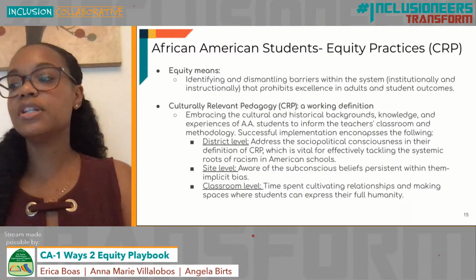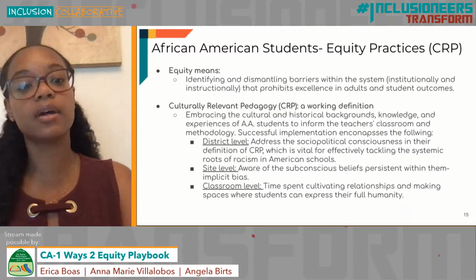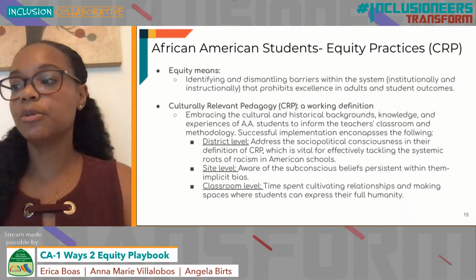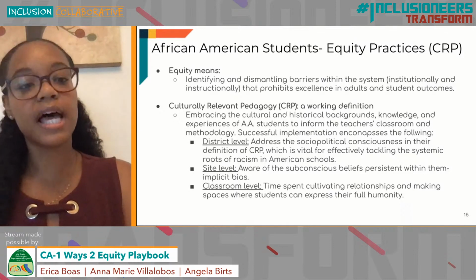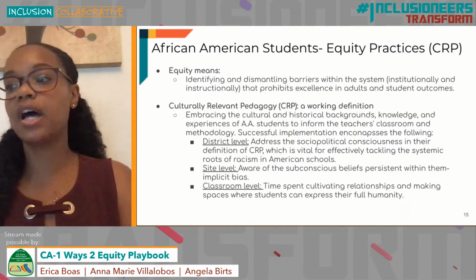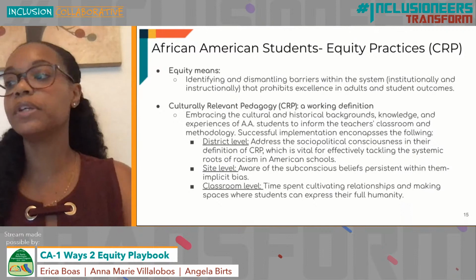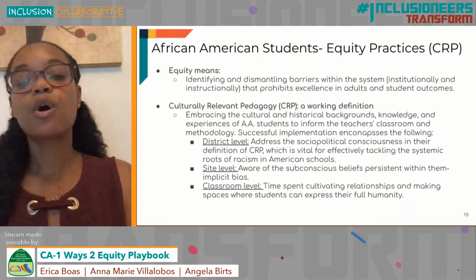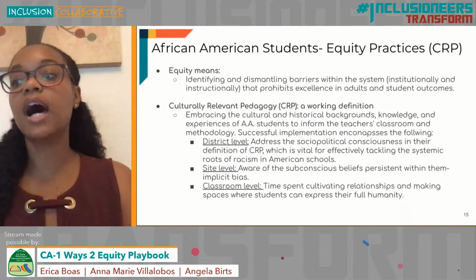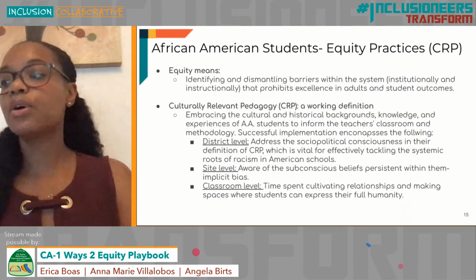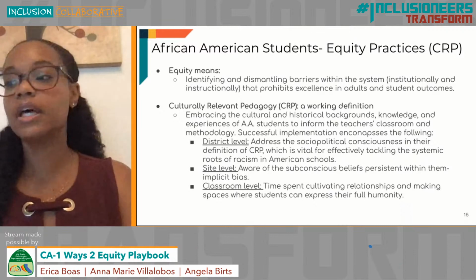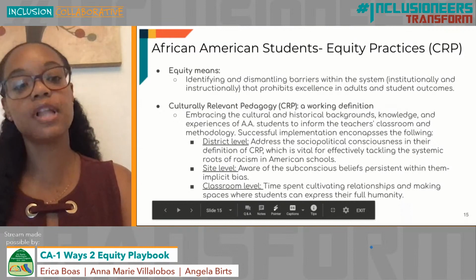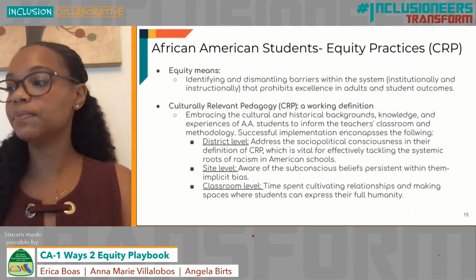Culturally relevant pedagogy is a known strategy to drive equity in schools. Culturally relevant pedagogy, or CRP, was coined by Gloria Ladson-Billings in her 1995 article entitled "Toward a Theory of Culturally Relevant Pedagogy." According to her work, culturally relevant pedagogy acknowledges and utilizes the cultural and historical backgrounds, knowledge, and experiences of students to inform teachers' classroom and methodology.